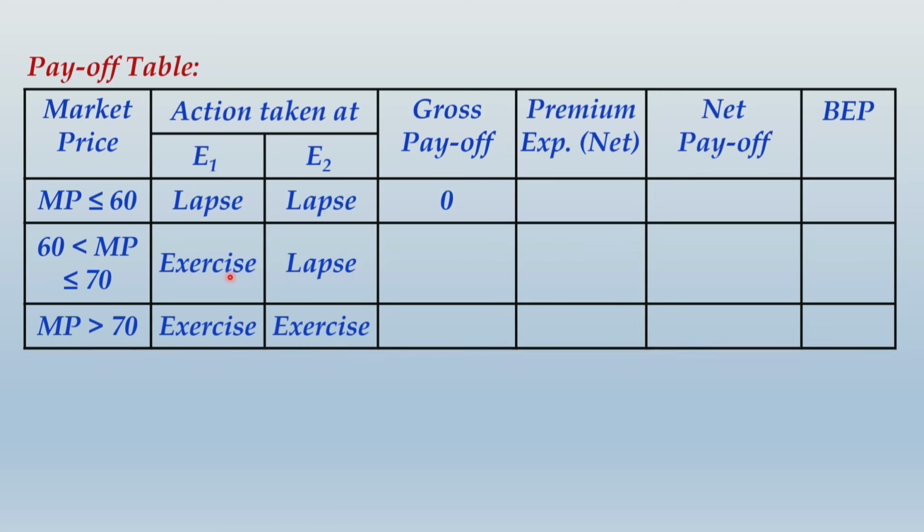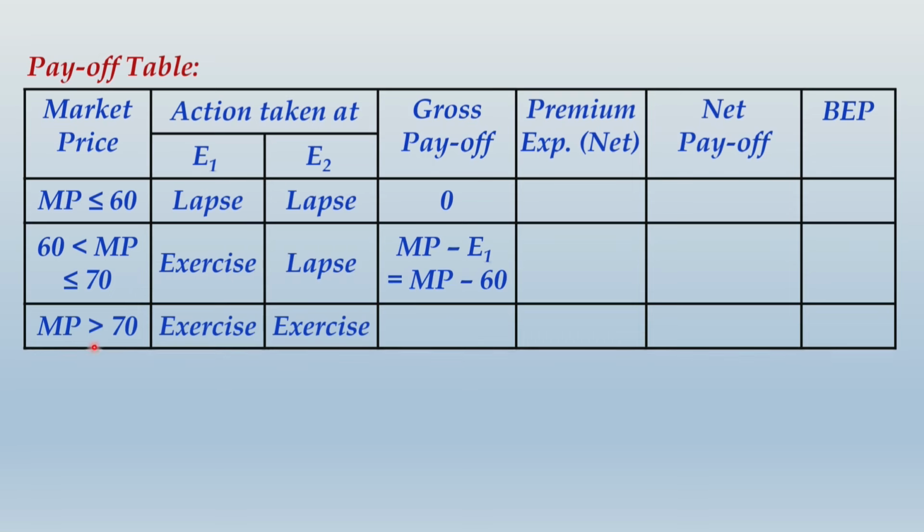E1 option is getting exercised but E2 is getting lapsed. So whatever be the payoff for E1, that will be the payoff for the entire strategy. So what will be the payoff for E1? Because market price is greater than E1, MP minus EP, that is market price minus exercise price, will be the gross payoff. So MP minus E1 or MP minus 60 becomes the gross payoff. Consider one thing, that this is the payoff only and only for E1, and at E1 we are holder, correct? So we are holder, so we are going to receive this payoff.